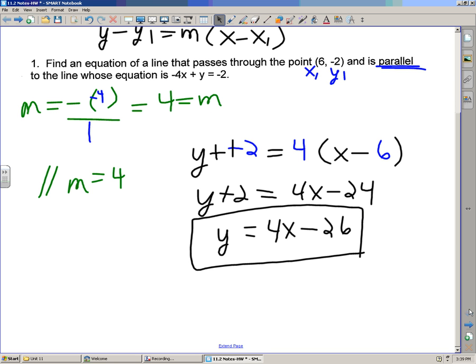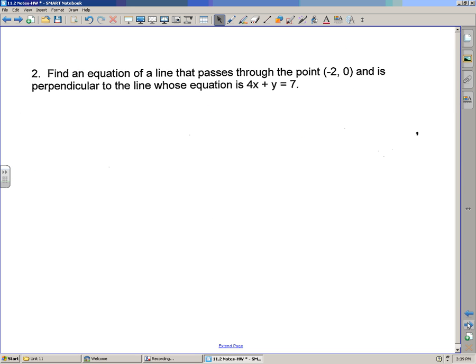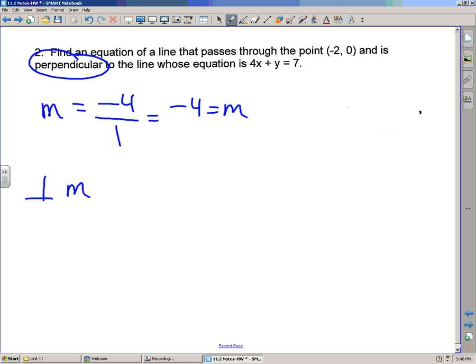Okay, so then here we try another one. That was a sheet that we put in. So find an equation of a line that passes through the point 2, 0, and is perpendicular to the line whose equation is 4x plus y equals 7. We're looking for perpendicular, negative reciprocal. Shortcut for slope, negative a, negative 4 over b over 1. Negative 4 equals the slope. If I want to be perpendicular, my slope has to be the negative reciprocal, 1 over 4.